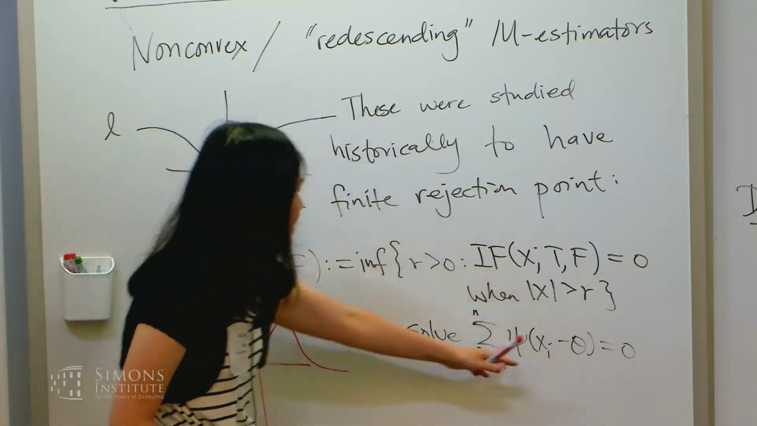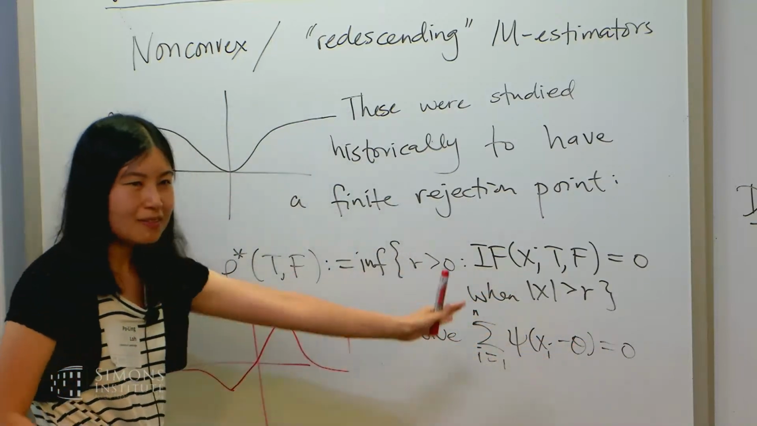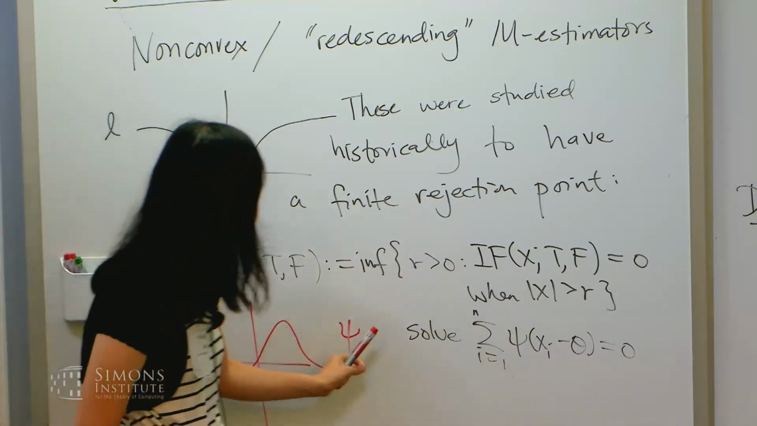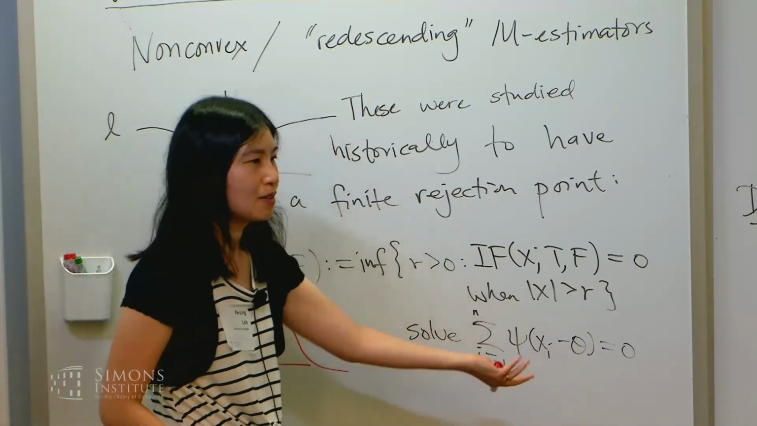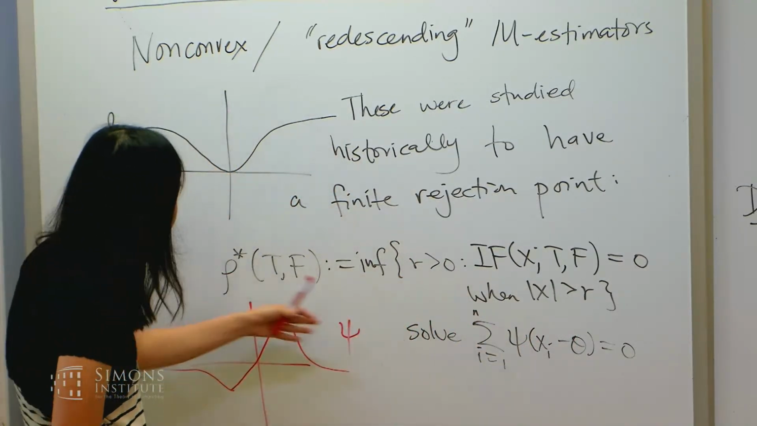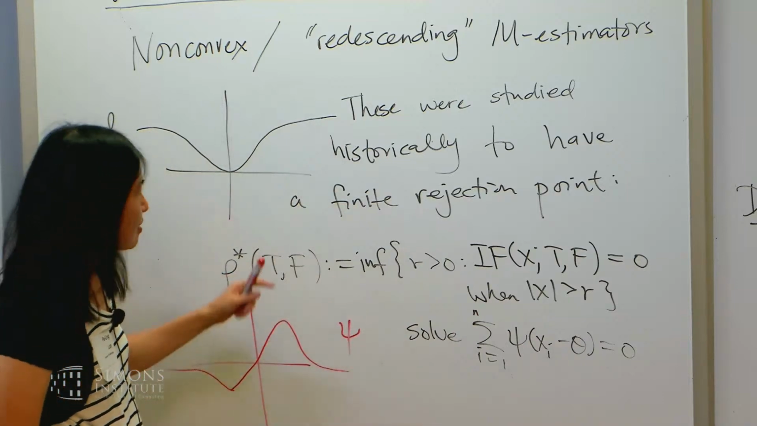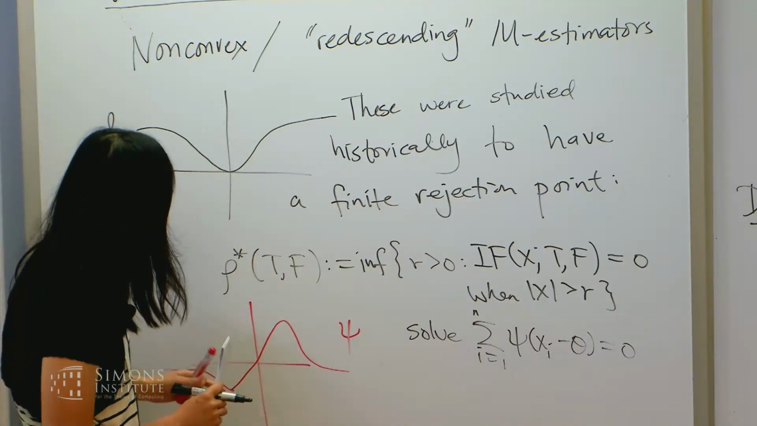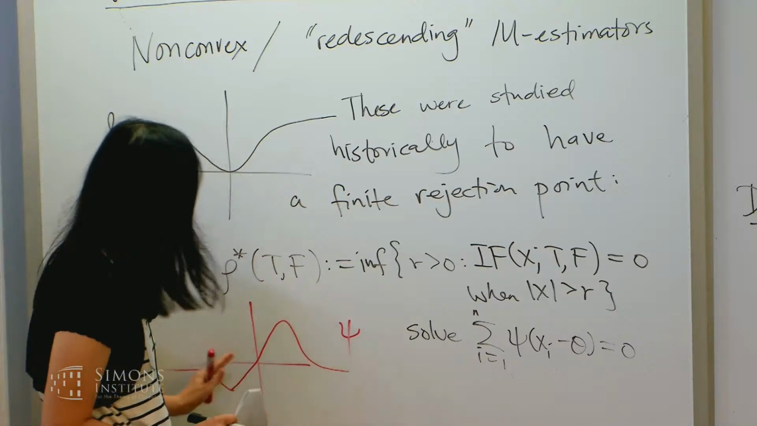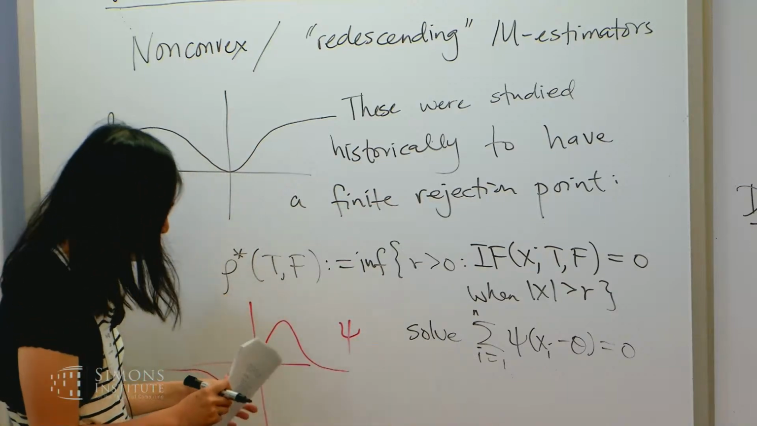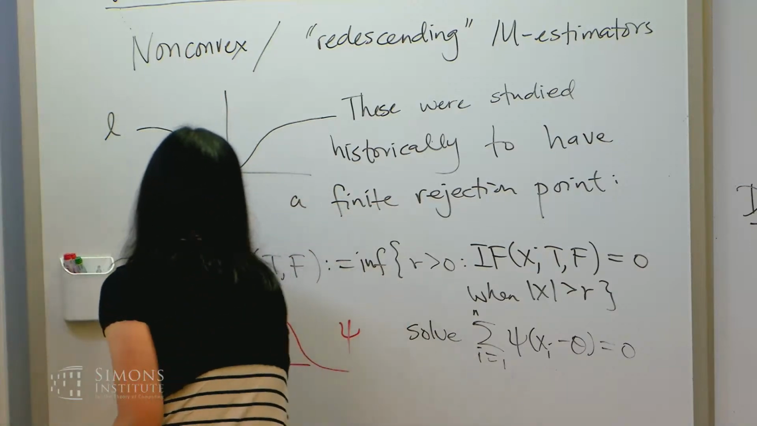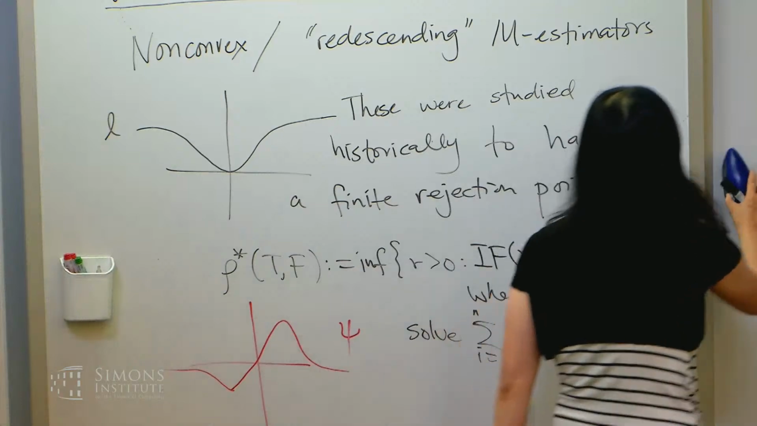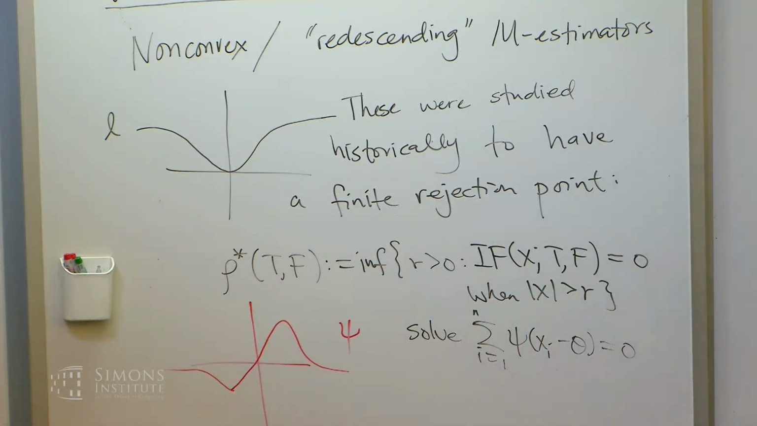And if psi becomes 0 for large enough points, that means that if you take something that's big enough, then it's not going to affect your estimator at all. So that's why historically people cared about these so-called redescending estimators. And they're called redescending because the psi function sort of goes back down to 0. And I'm only highlighting this because, part of it is that personally I like non-convex but not too non-convex optimization.